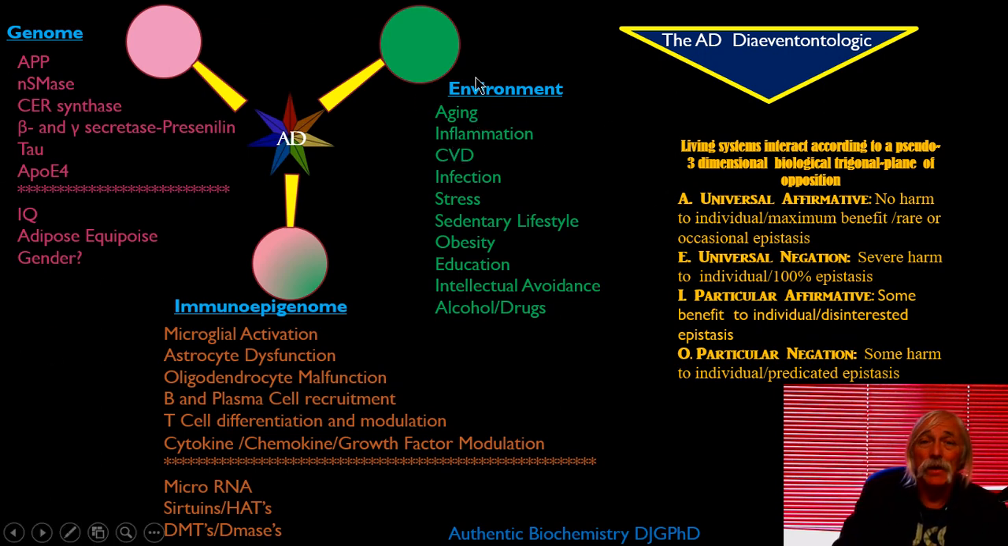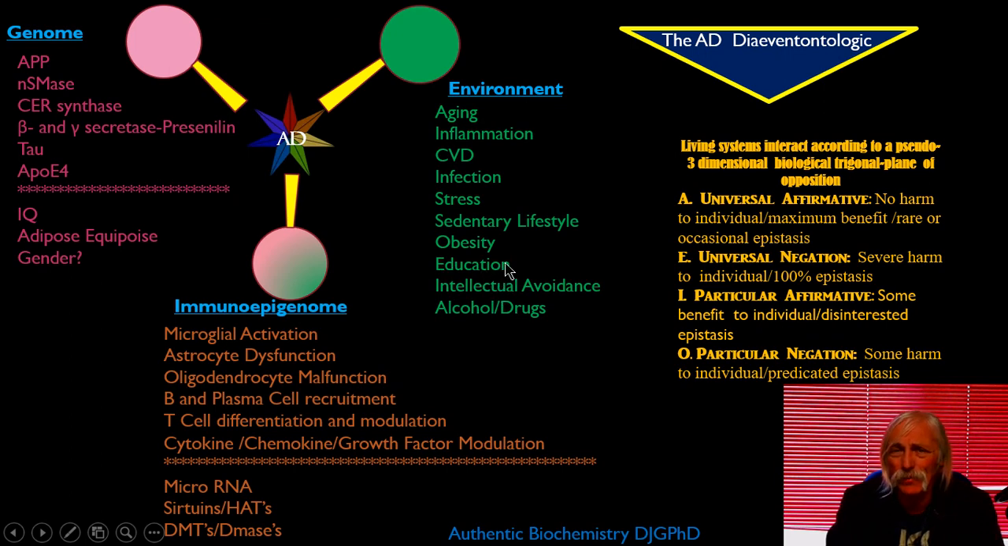How about the environment? Aging itself, inflammation, cardiovascular disease, any infections, viral, bacterial, fungal, even parasitic, any stress to the system, which can include neuropsychiatric, which can all generate reactive oxygen. Sedentary lifestyle, which is going to alter that adipose equipose, but that's an environmental effect superimposed upon a genetic predisposition to putting on a lot of obesity. Obesity itself is environmental. That is, people don't need to get obese, or they can lose weight. It's an environmental effect.